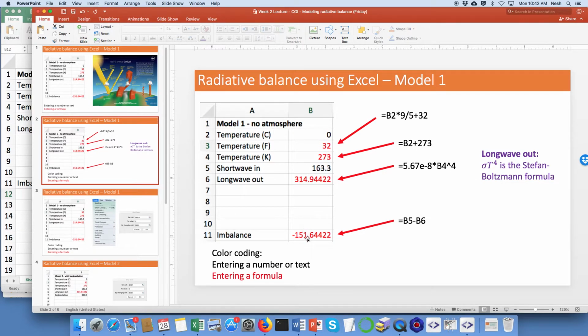And then finally, this imbalance here is a box which just says, I really want to look at how much energy is coming in minus how much energy is going out. So that cell says enter the value that's in cell B5, which you can see is the shortwave in, and subtract away the value that's in B6, which is the longwave out. And if you enter in that value 0 there and 163.3, and you have all these formulas correct, then these should be about the numbers that you see.